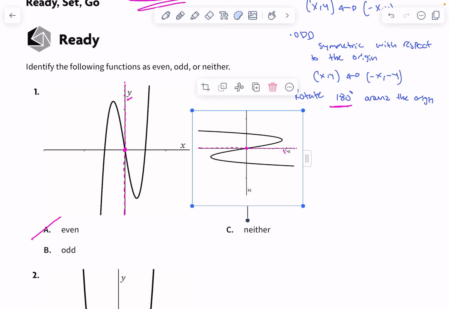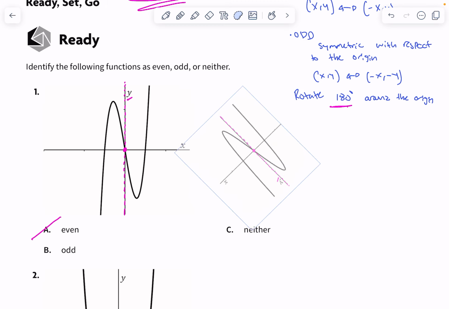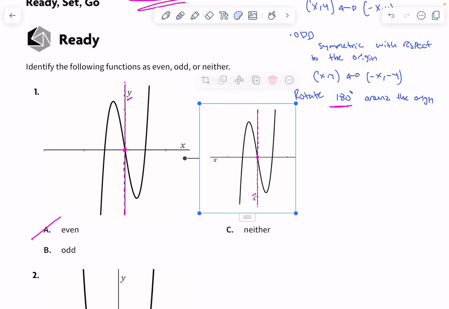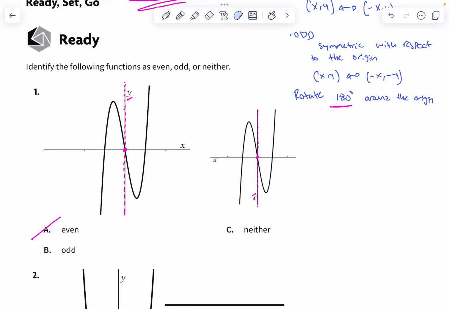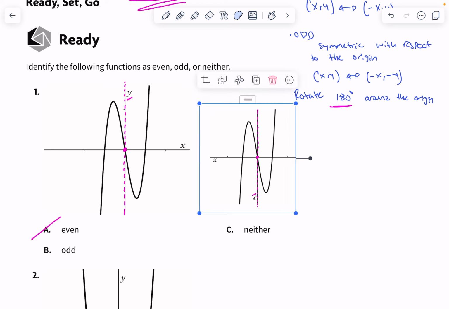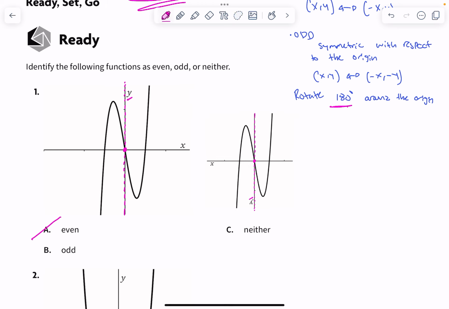I'm not done. I need to keep going, right? So 180 degrees is right there. An odd function is one where, if I can rotate it around the origin 180 degrees, it will be the exact same. So this is a 180 degree rotation, and they're the exact same. So I know that that's an odd function right off the bat.